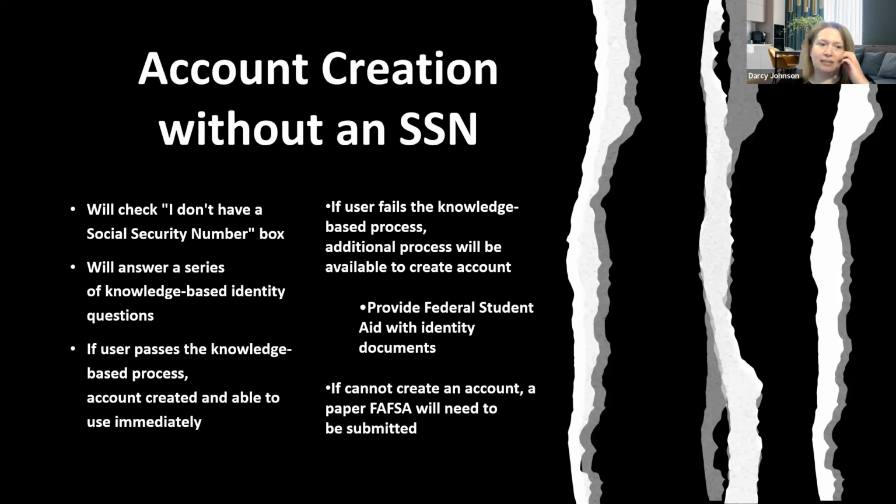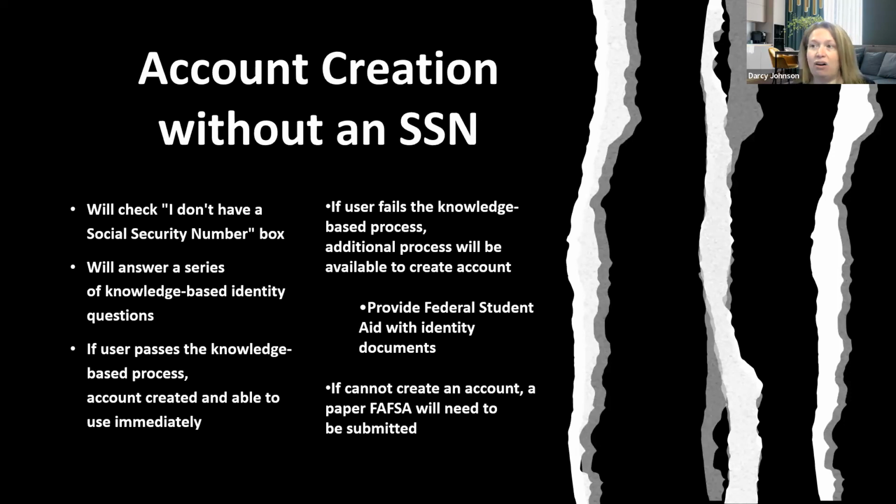So if the user passes the knowledge-based process, the account will be created and able to be used immediately. If let's say that they don't have any credit or they can't answer those questions, there will be an additional process available to create the account. And this is where we're not exactly sure what this process is going to look like, but Federal Student Aid is going to have some process that they can provide identity documents. So they can provide their driver's license or other documents that will prove who they are. And once that is submitted and processed, then they could receive that account creation at that point in time.